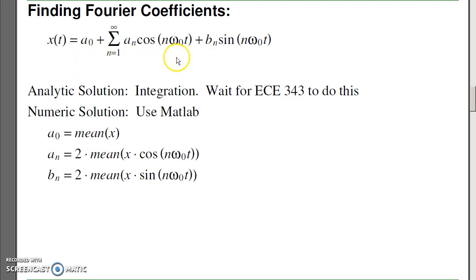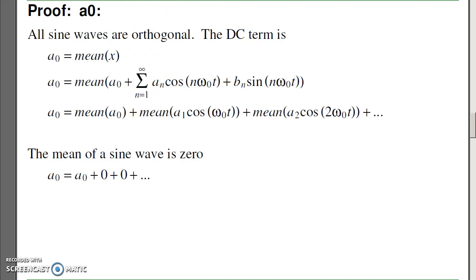To find each term, what you want to do is find the a0, a sub n, b sub n separately. The answer is that a sub 0 is just the average of x of t. A sub 1 is twice the average of x of t hit with cosine omega naught t. B sub 1 is twice the average of x of t with sine omega naught t. Now the proof of that comes from all sine waves being orthogonal.